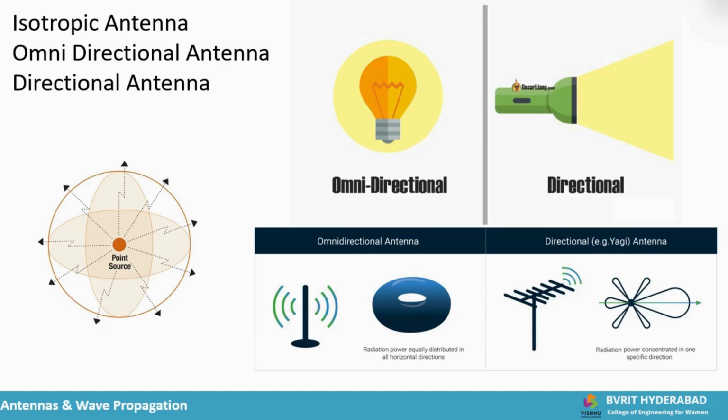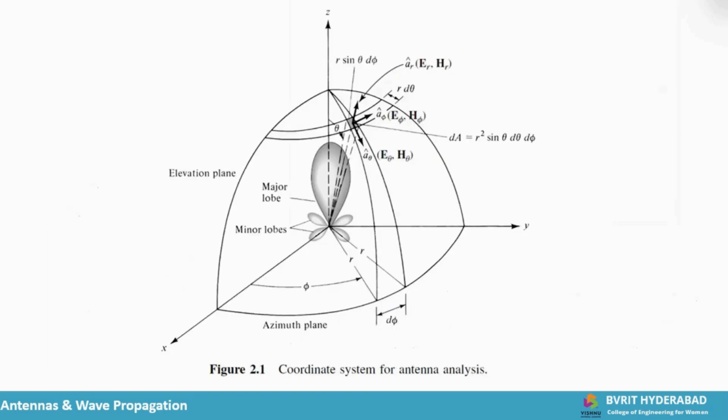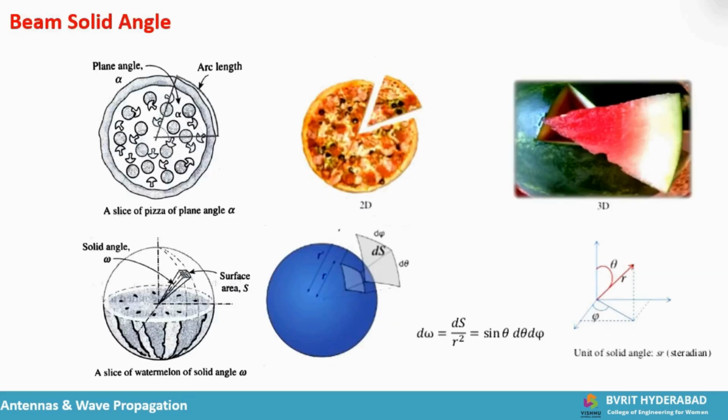Omnidirectional antennas radiate in all directions, while directional antennas concentrate energy in specific directions. This figure shows the spherical coordinate system used to describe the radiation pattern of an antenna. The radiation pattern is represented in terms of the coordinates r, theta, and phi. The major lobe indicates the direction of maximum radiation, while the minor lobes represent smaller radiation levels. The beam solid angle represents the angular spread of antenna radiation and is directly related to antenna directivity.